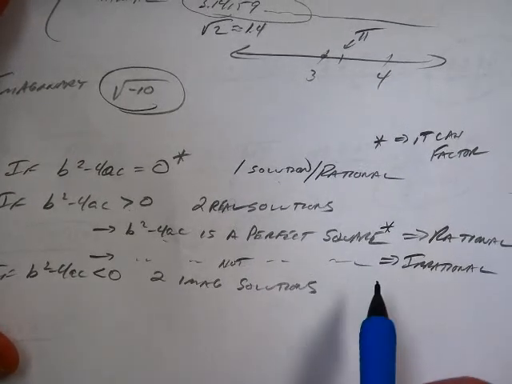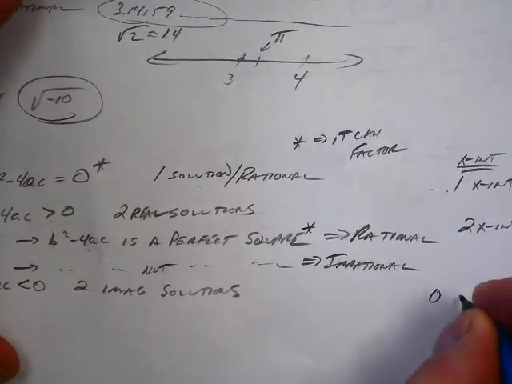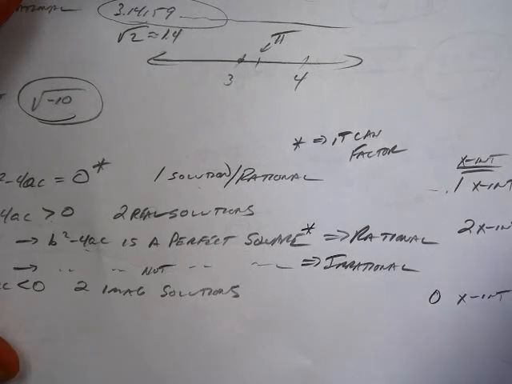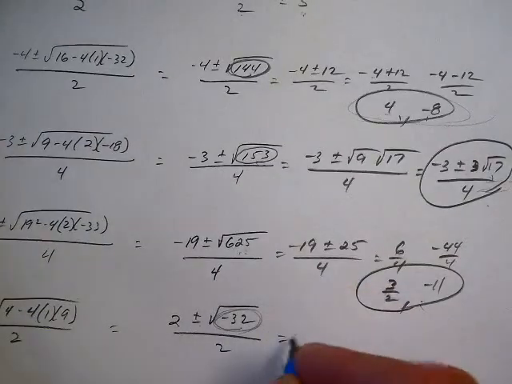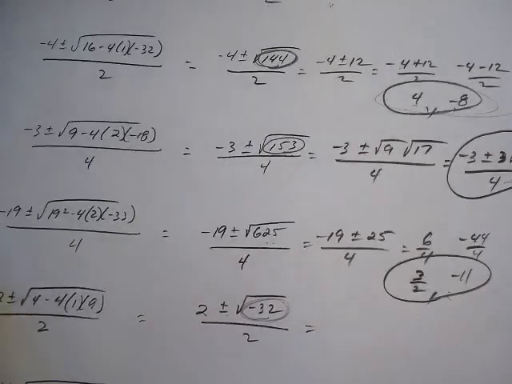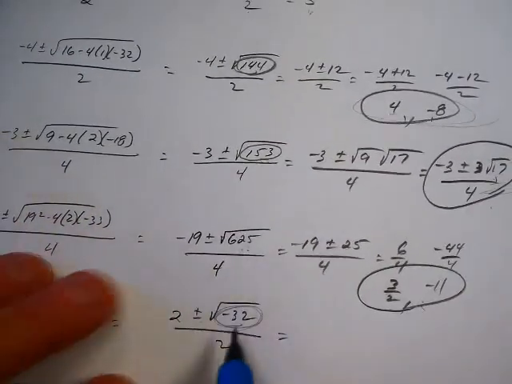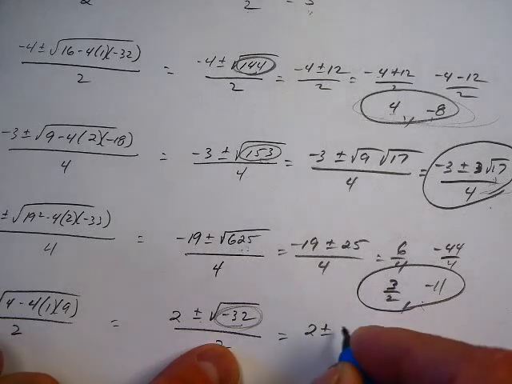If I have two imaginary solutions, can I plot imaginary numbers on my x-axis? No. So what does that tell me about my x-intercepts? There's no x-intercepts. There's zero x-intercepts. Okay. So now let's go ahead and finish this real quick. So basically, that's all the theory today. I just want to go through it. I want to work on simplifying some things, and then we'll review some theory here by the end.